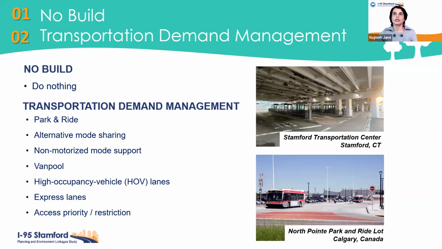The second category is transportation demand management. This approach is about reducing overall demand for our transportation network, and it's not just about improving infrastructure for vehicular modes, but also looking at strategies that can offer more sustainable travel options, from park and ride facilities to encouraging other modes of transportation, such as cycling, walking, and carpooling, or implementing HOV or express lanes.